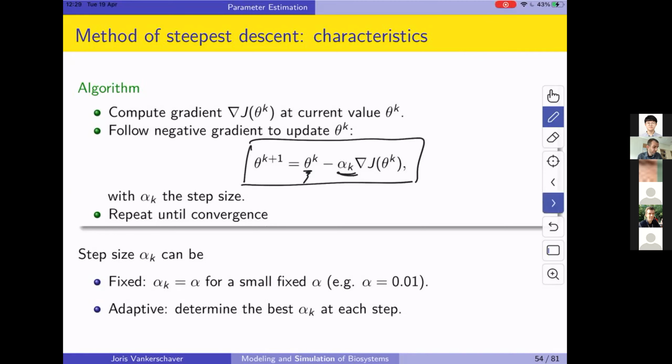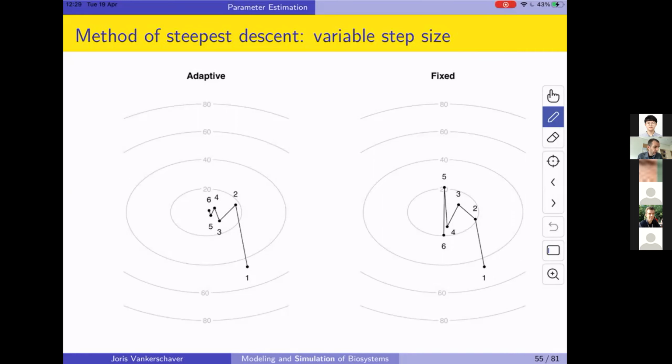And here you see an illustration on a quadratic function, so one that has circular level sets, adaptive method on the left and fixed step size on the right. So here you see we take big steps initially, so from 1 to 2, and then we change the step size, 2 to 3, 3 to 4, 4 to 5, until eventually we're going to end up right in the middle of the plot where the minimum is. So you see we take smaller and smaller steps as we get closer to the minimum.